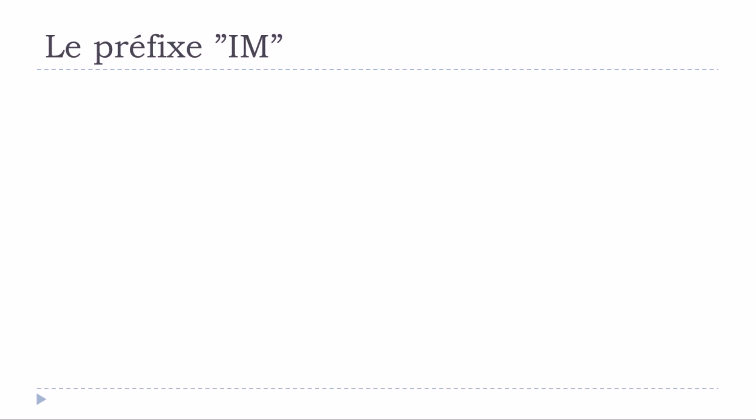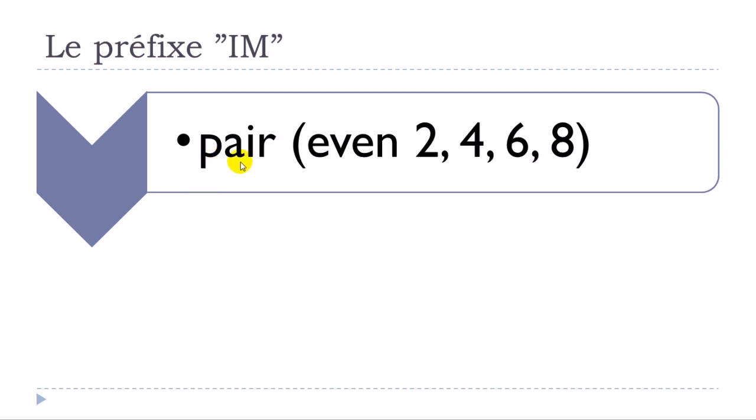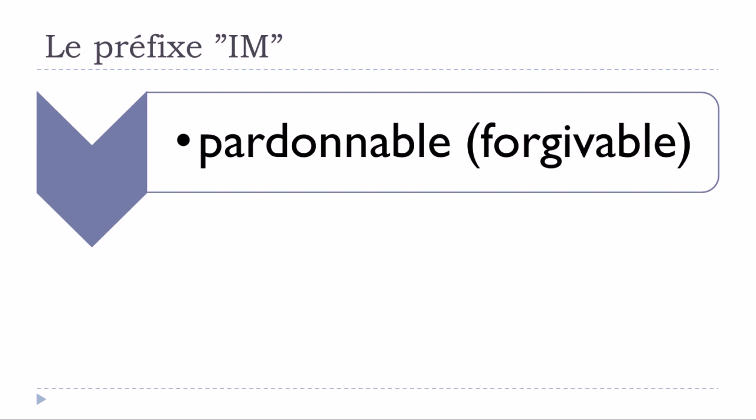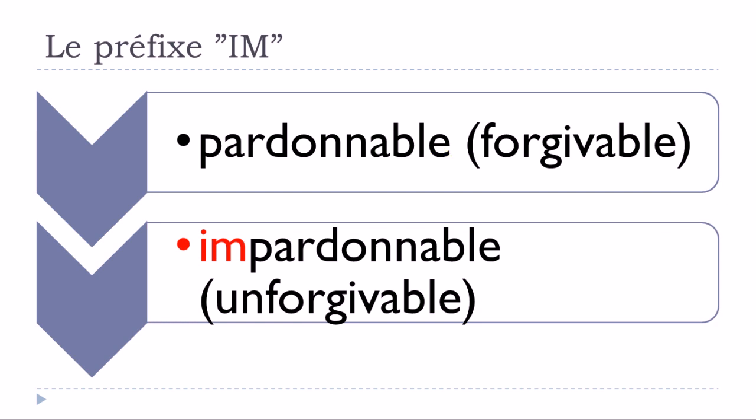Okay, so let's see now a few examples. The first one is pair. Okay, so the meaning is even, and then I just put some numbers to make it clear that we're talking about numbers. So 2, 4, 6, 8. Okay, so pair, and then if you want to express the without, so you will use this impair, impair. So you put im, and then after that the rest, impair. Okay. Pardonnable, pardonnable. Same rule, same way of working. Im in front. Impardonnable, impardonnable.